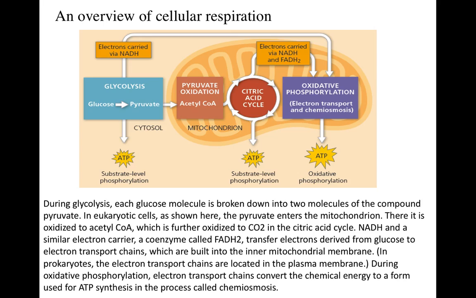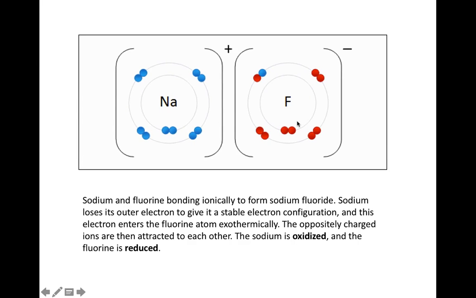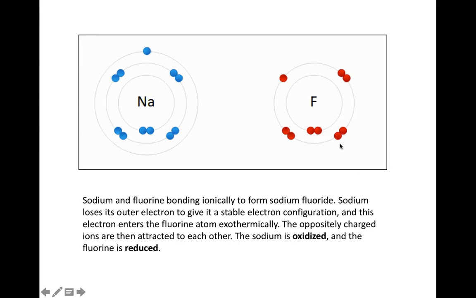Let's talk about how both of them are involved in what we call redox reactions. Redox reactions are a combination of two reactions, the reduction reaction and the oxidation reaction. Both go side by side. You need to reduce something in order to oxidize something, and you need to oxidize something in order to reduce something. So both of them go in parallel. Let's look at this example. Here we have sodium and here we have fluorine. Both sodium and fluorine bind together ionically to form sodium fluoride. How do they do this?